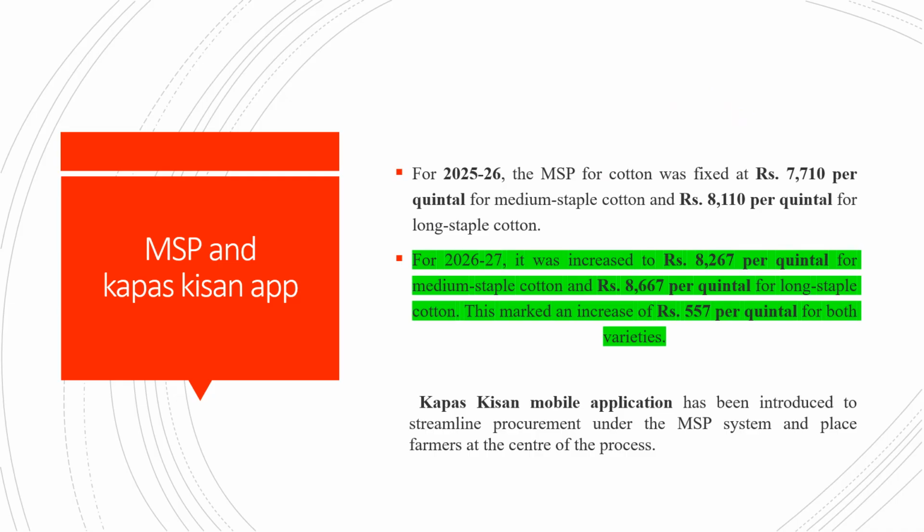Coming to the MSP for the current year, it is about 8,267 rupees per quintal for medium staple cotton, and for long staple cotton it is about 8,667 rupees. There is a marked increase of about 557 rupees per quintal for both varieties. The Kapas Kisan mobile application has been introduced to streamline procurement under the MSP system, where all the farmers have to register in this app to sell their produce to the Cotton Corporation of India.